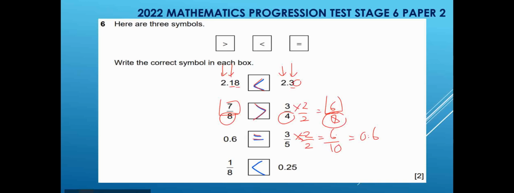1 over 8 and 0.25. 1 over 8, you can calculate with a calculator, is equal to 0.125. So 0.125 and 0.250. Same 0, same 0, then 1 and 2. 1 is less than 2. So this is less than.